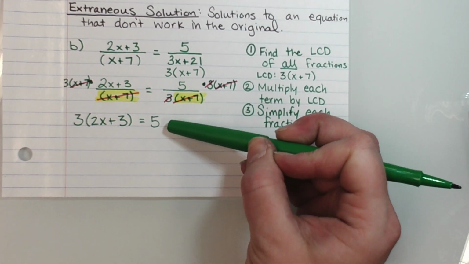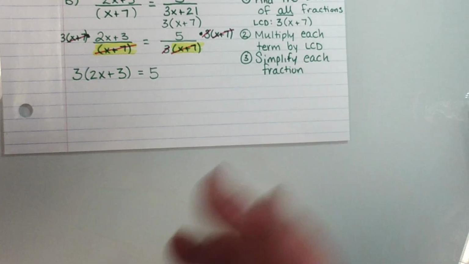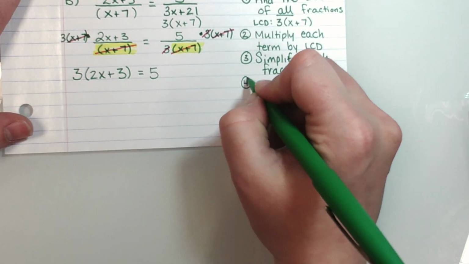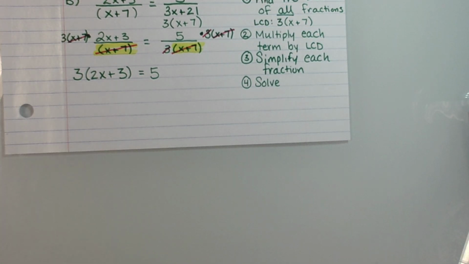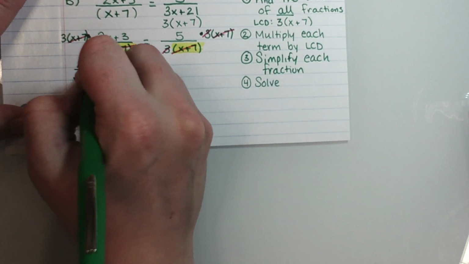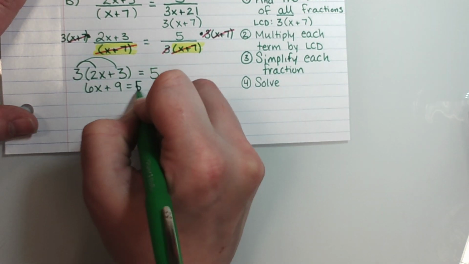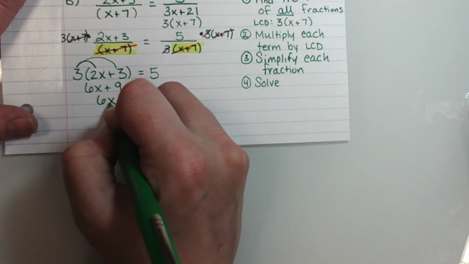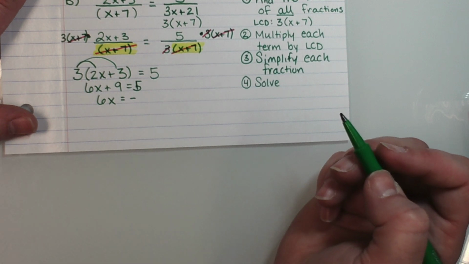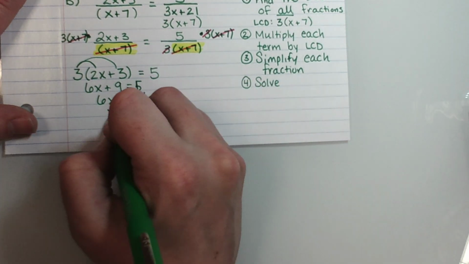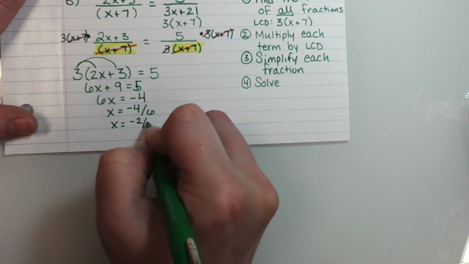That equation looks significantly nicer than that equation. Solve it. It's just clearing out the denominators. 6x plus 9 equals 5. There's many ways. Subtract 9. X equals negative 4 divided by 6. Simplify the fraction, and x is negative 2/3.